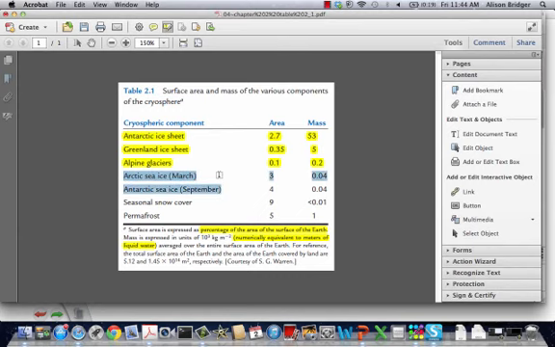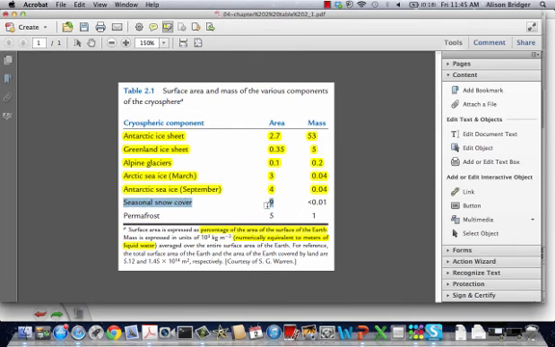Arctic sea ice in March, when it is most expansive, 3%, 0.04 units of mass. As we'll see in a minute, sea ice isn't that thick. It may be just a couple of meters thick, versus the Greenland ice sheet might be a mile thick. Antarctic sea ice in September, when it's at its most extensive, 4%, 0.04 units of mass.